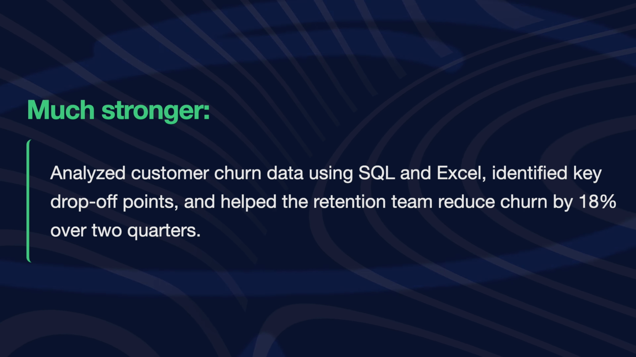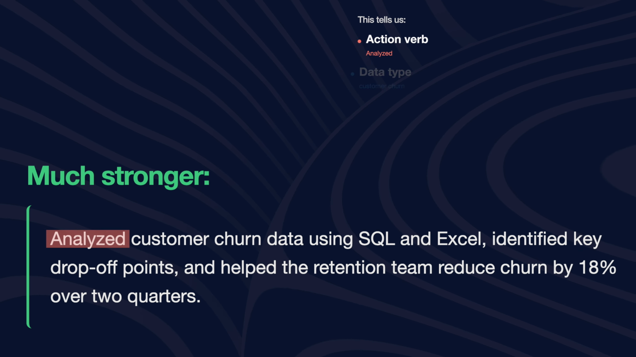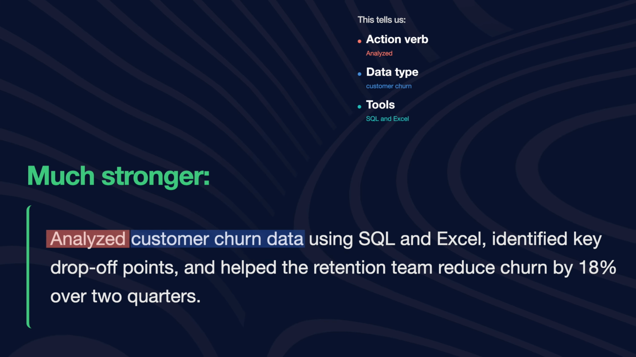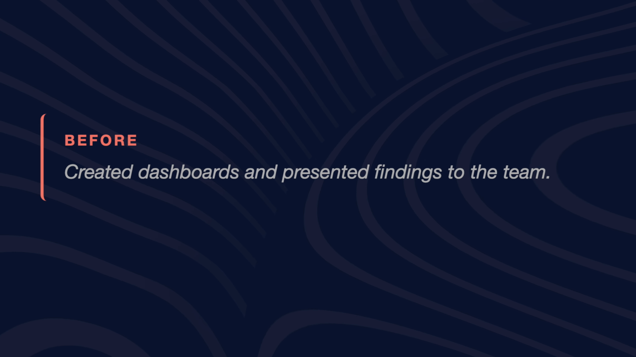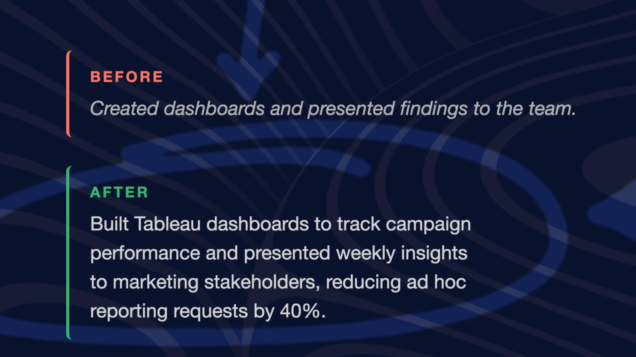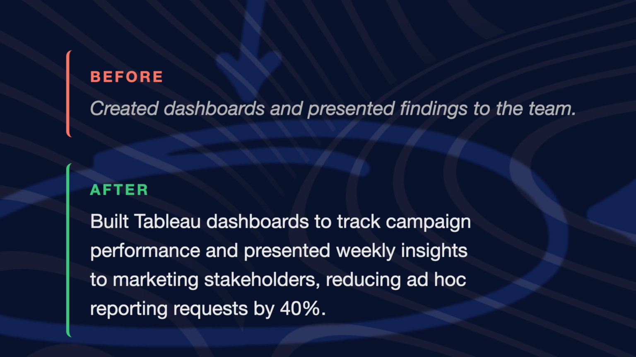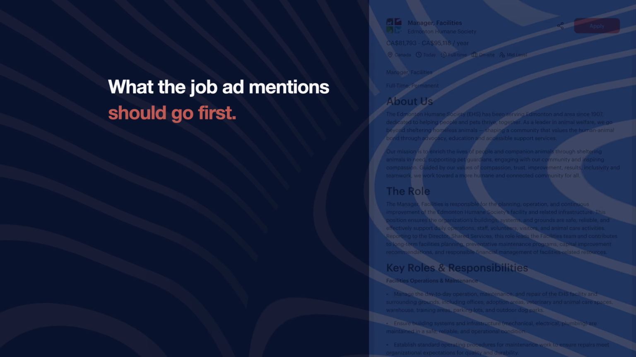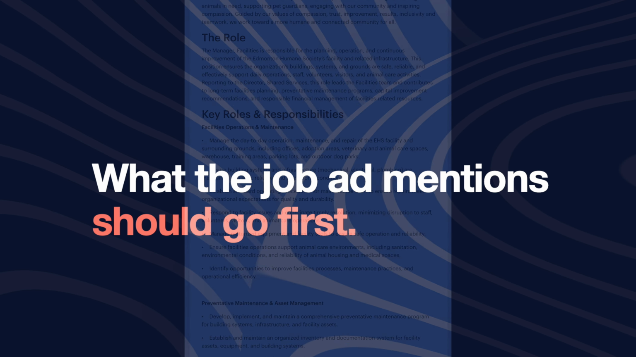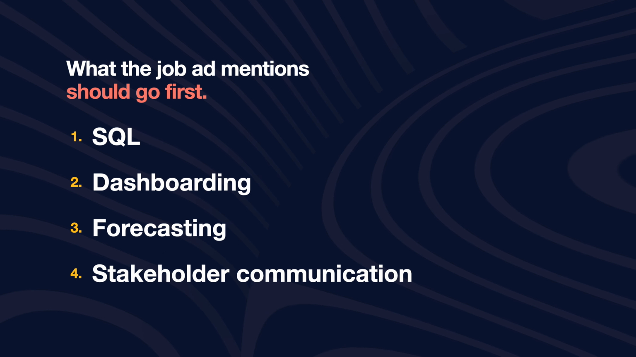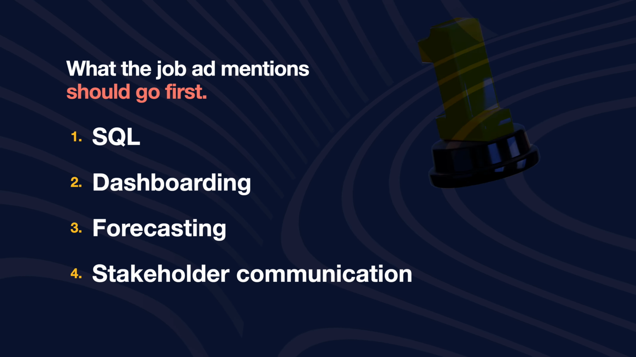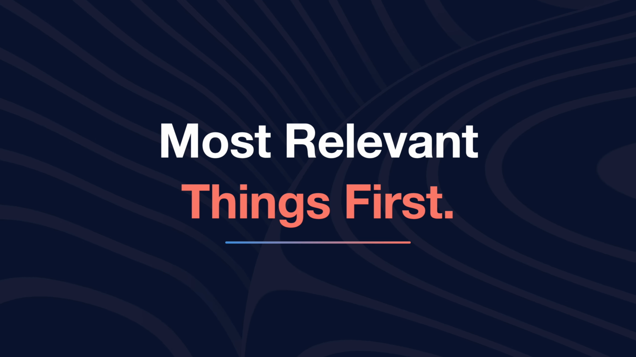This is much stronger. We get an action verb, we know what kind of data they worked with, we know the tools, the context, and we know the result. Here's another example. Instead of writing something like this, you can write this. And one more thing, the stuff that's mentioned in the job ad should go to the front. So if the job ad talks a lot about SQL, dashboarding, forecasting, or stakeholder communication, those should show up first in your bullet points, not buried somewhere near the bottom. Put the relevant things first.